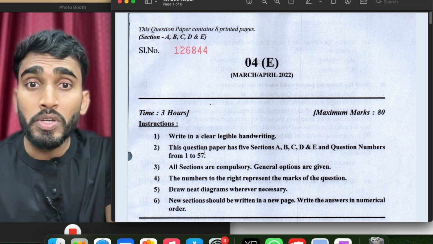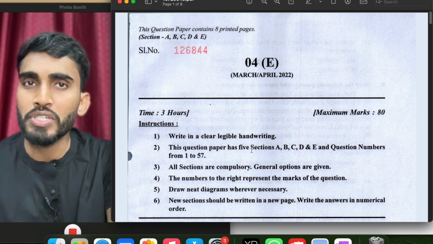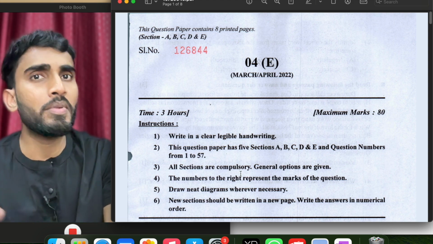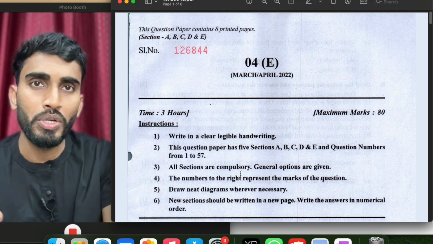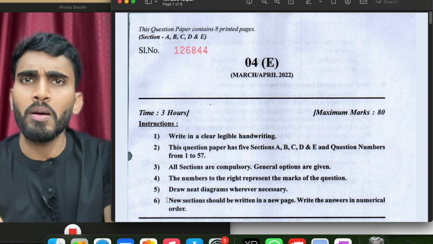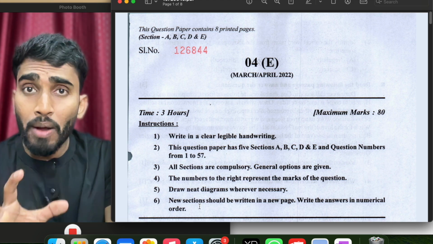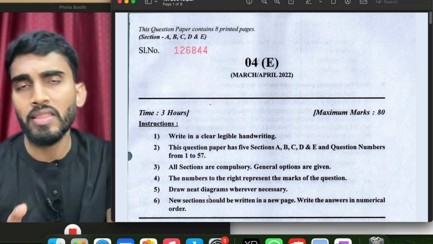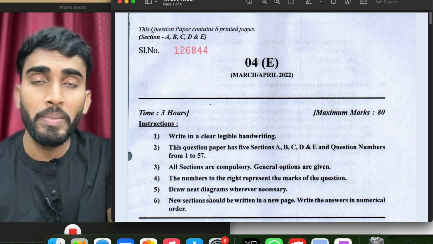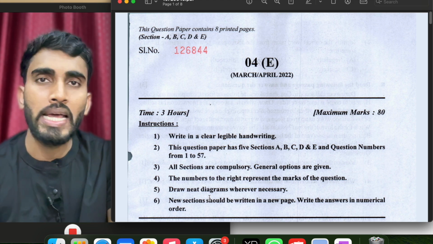Second, this question paper has 5 sections, right? A, B, C, D, E, 5 sections will be there from first question to 57th question. All sections are compulsory to attempt. There will be general options in the questions from which you can select which question you want to attempt, and the numbers on the right side of the question paper will indicate the marks of that question. You have to draw neat diagrams wherever necessary, like there are questions like advertisement writing or poster making where you will need to draw diagrams, so make sure that you draw the diagrams neatly.